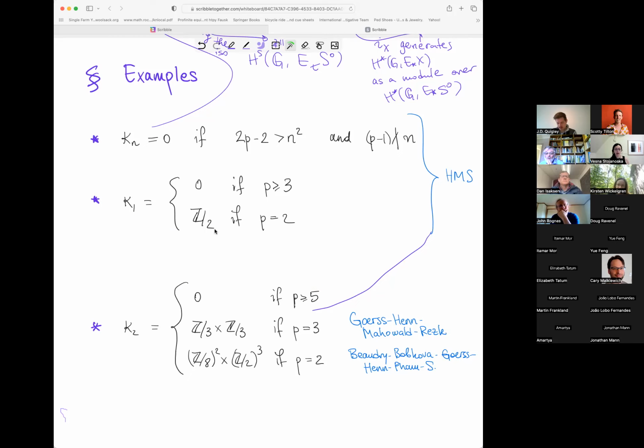This was done by Goerss, Mahowald, and Rezk, I think in a paper from 2015. So it took 20 years from there to here. And it took developing these resolution techniques for the K2-local sphere, and things along those lines. Okay.